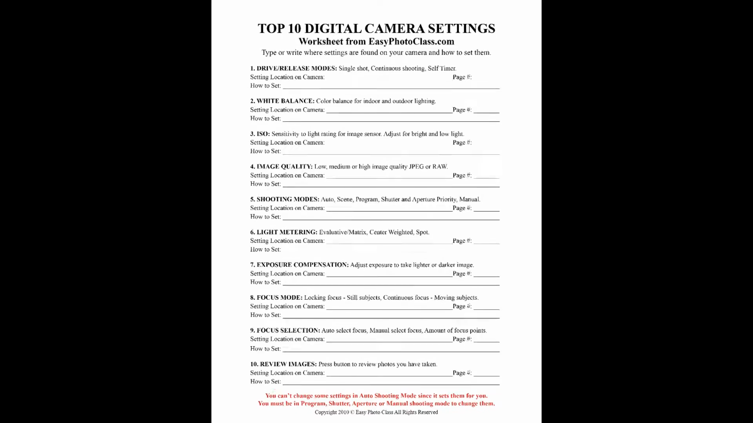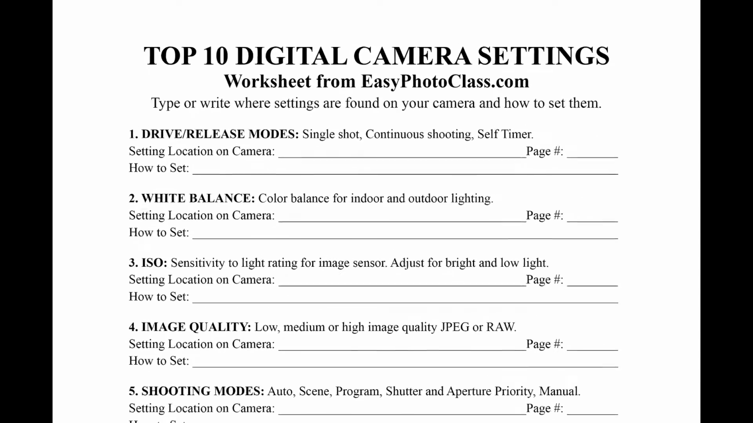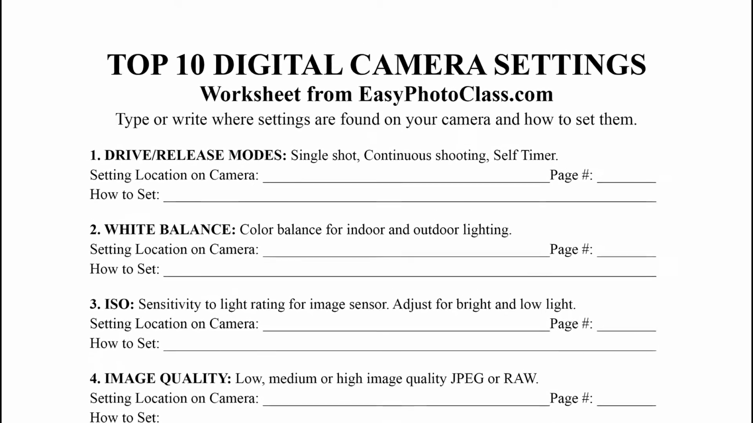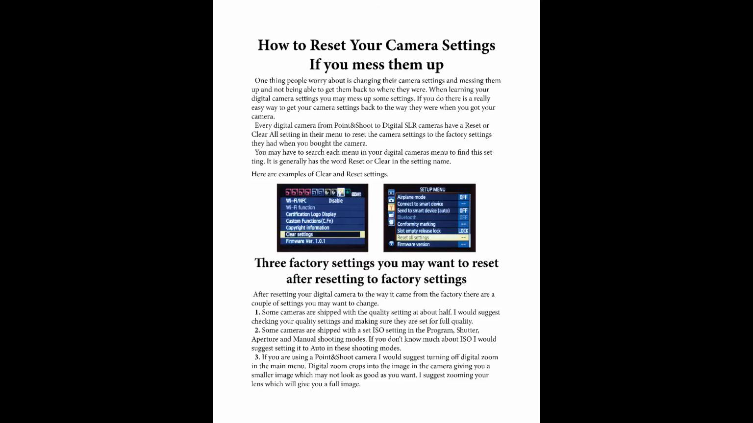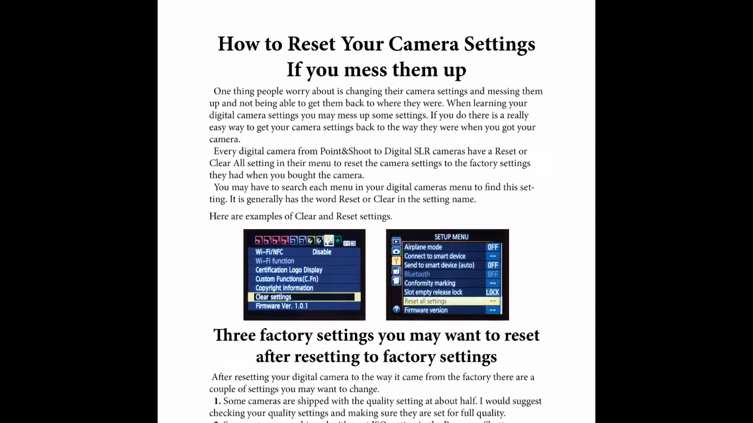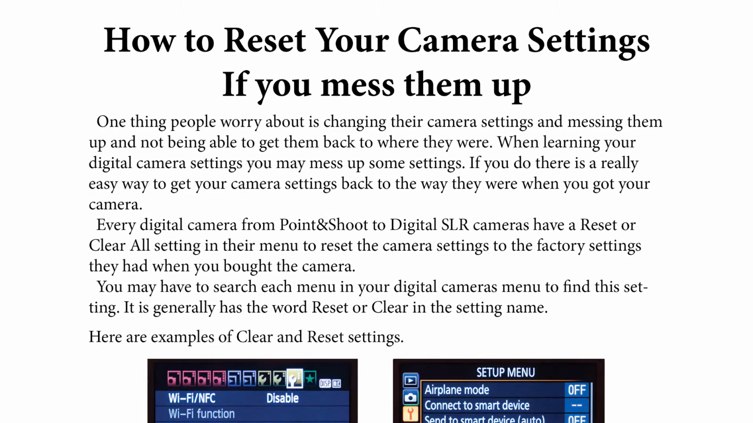The PDF download also includes our Top 10 Digital Camera Settings worksheet, which helps you learn where the different settings are located on your digital camera and which buttons and dials you must use to adjust them. In addition to the worksheet, the PDF download also has a page showing you how to reset your digital camera to the original factory settings in case you mess them up while learning about them.